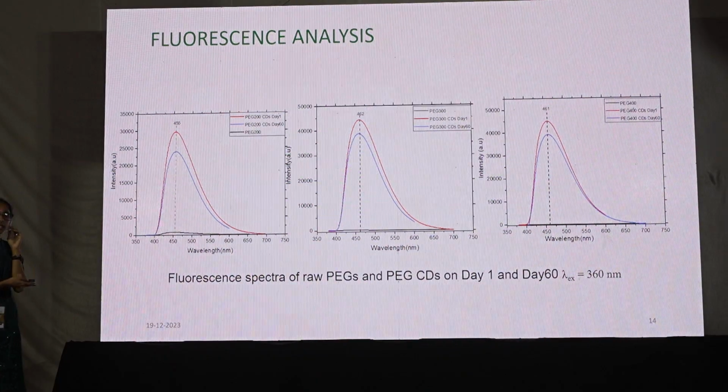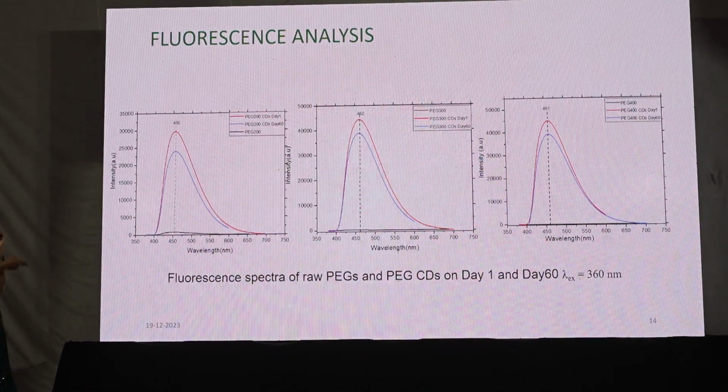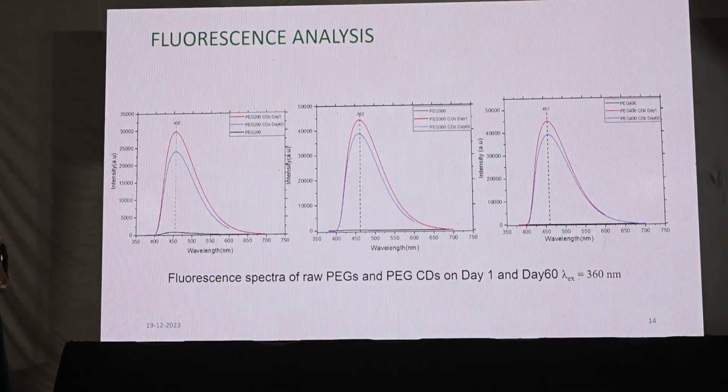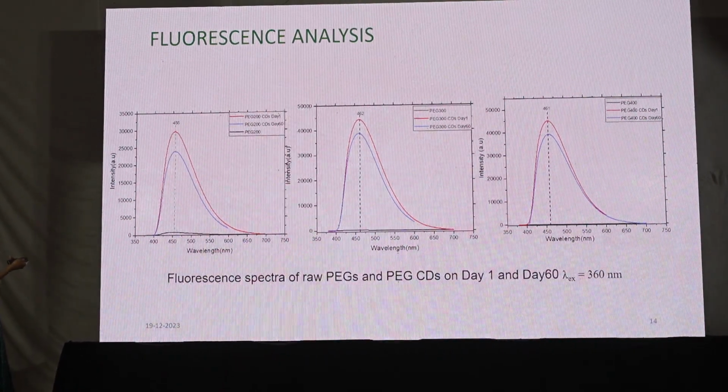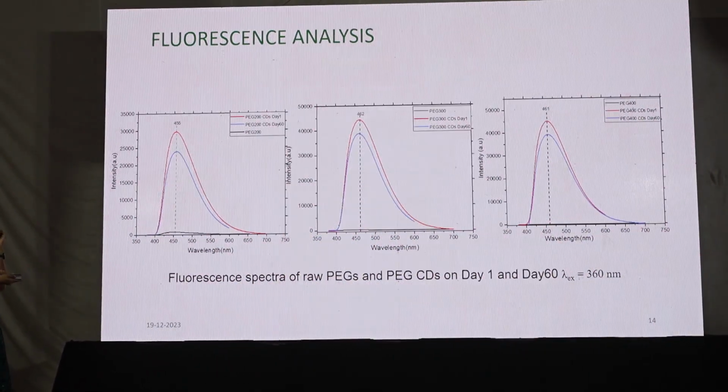And next one is fluorescence. From the figure itself, it is clear that it shows blue fluorescence emission. We took the fluorescence spectra when it is excited at a wavelength of 350 nanometers.